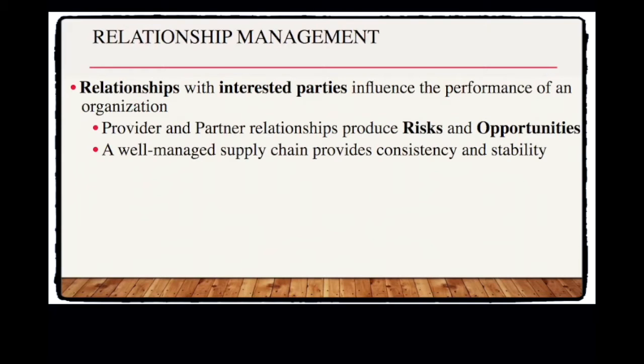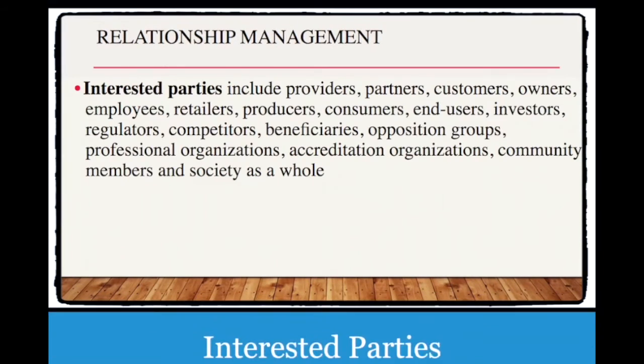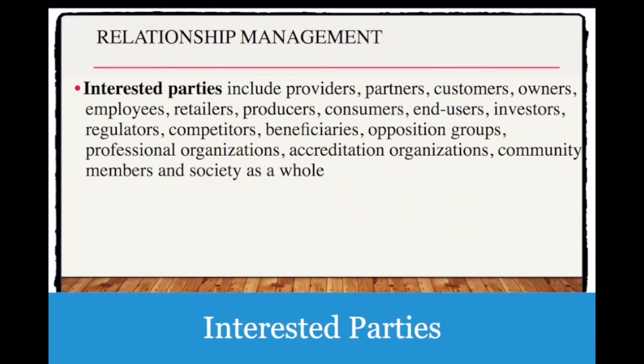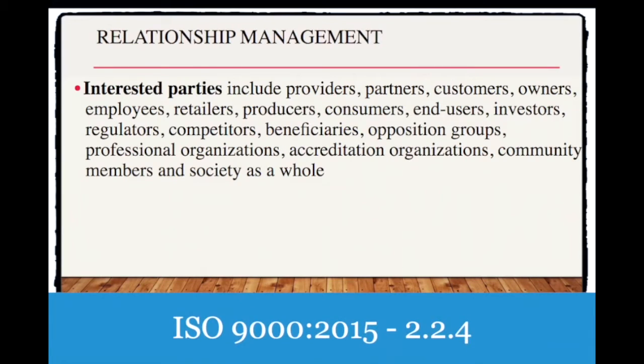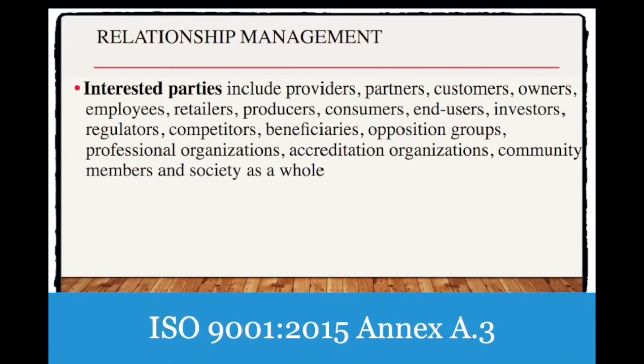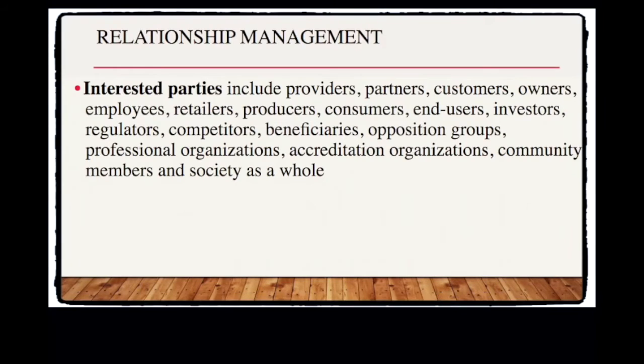A new term in the ISO 2015 standard is interested parties. An interested party can include providers, partners, customers, owners, employees, retailers, producers, consumers, end users, investors, regulators, competitors, beneficiaries, opposition groups, professional organizations, accreditation organizations, community members, and society as a whole.